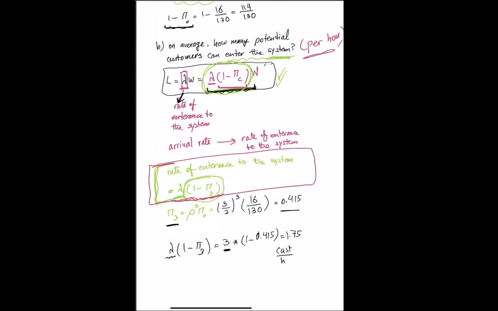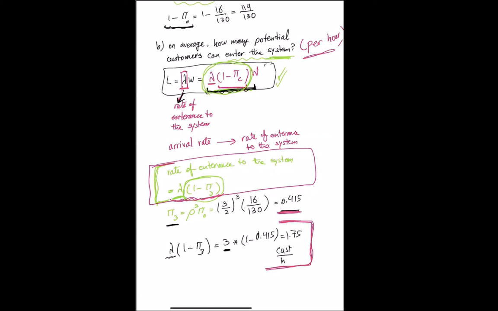So 3 customers per hour arrive to the system, but about 2 customers per hour can enter the system. This is what it means, because the system is full about 40% of the time. That's what we calculated for pi 3, right? So really the rate of entrance to the system is about 2 customers per hour, although about 3 customers per hour arrive to the system. Is there a question? Okay, so far so good.